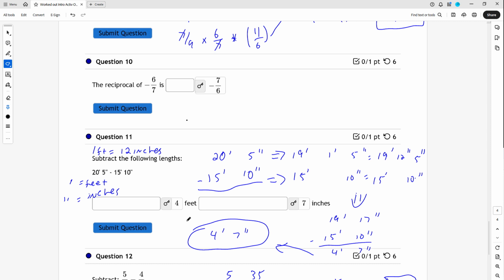And they ask us to subtract the following lengths. So we have 20 feet 5 inches minus 15 feet 10 inches. So when you look at this right here, I have the feet here and I have the inches here. I can't take away, using whole numbers here, I can't take away 10 from 5, so I have to borrow 1. So I'll take 1 away from the 20. So when I take 1 away, I have what? Well, I have 1 foot and 5 inches.